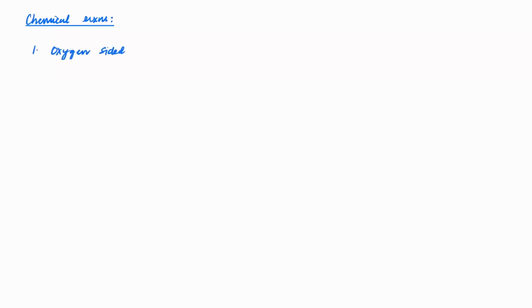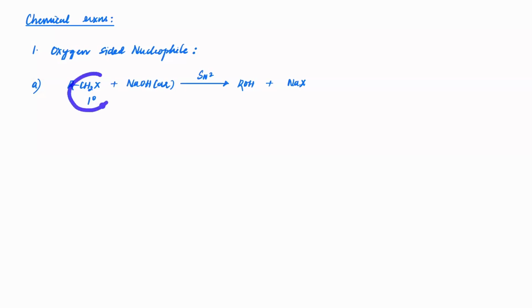The first one is about oxygen-sided nucleophiles, which means oxygen-ended nucleophiles, where O minus or OH is going and attacking the alkyl halide. So let's see the reactions here. If you have any alkyl halide like this, which is 1 degree, then when you react with NaOH, it will often go via SN2 mechanism to give alcohols and NaX. This is the reaction which you expect. Got it? This will be via SN2 mechanism. Because it is at 1 degree position, usually we expect SN2 mechanism.